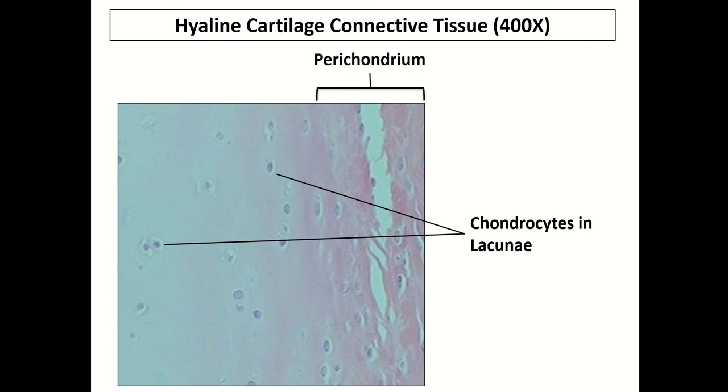These are essentially what I like to think of as little swimming pools that have a chondrocyte within them. And of course, a great deal of extracellular matrix between those chondrocytes and lacuna. And this happens to be filled with collagen fibers. And that's why this tissue has this pink appearance when stained and looked at under the microscope.